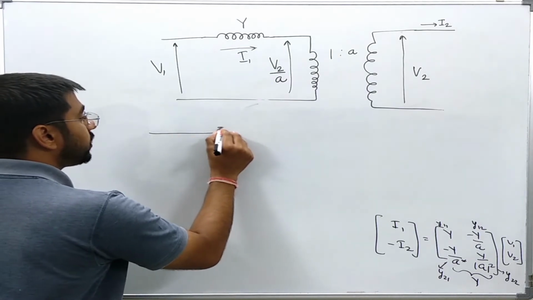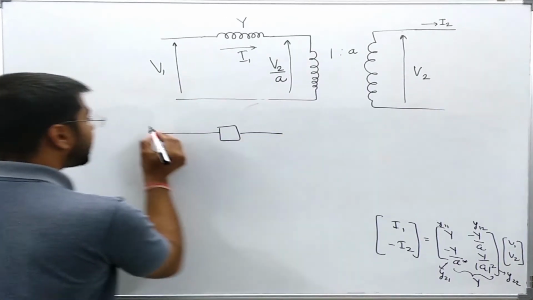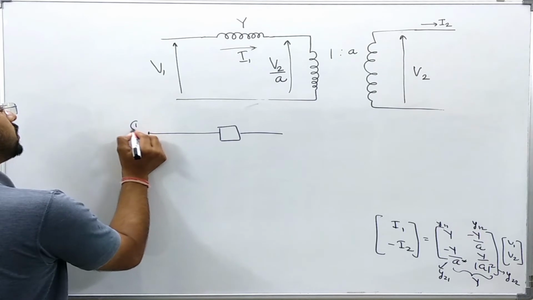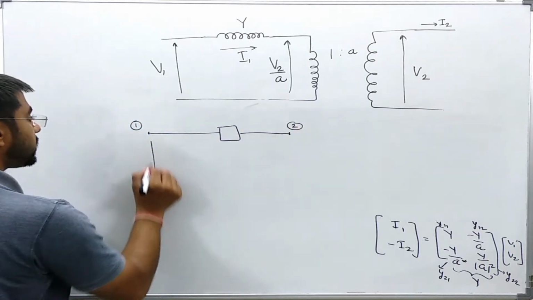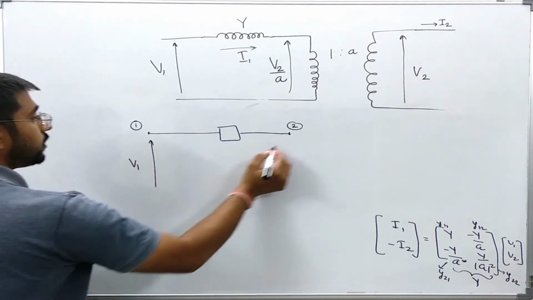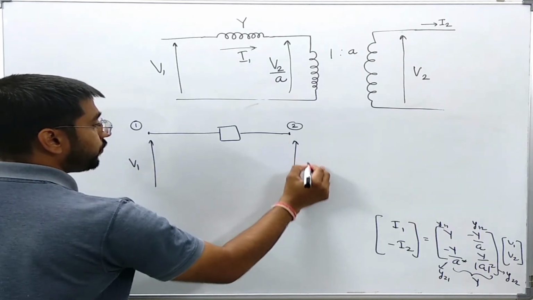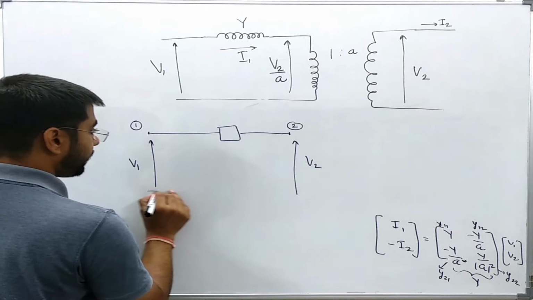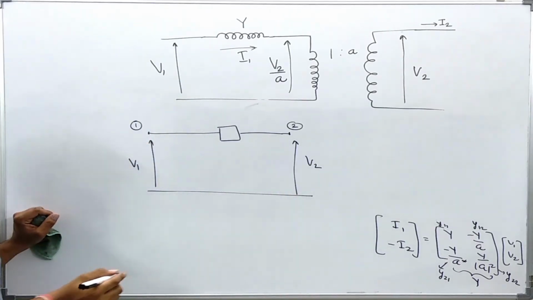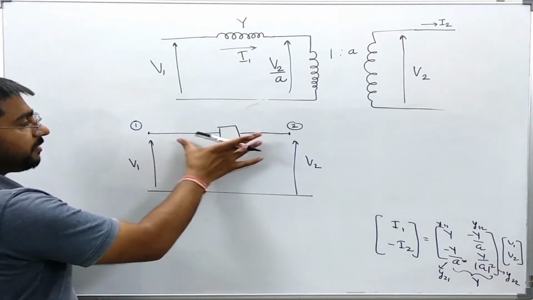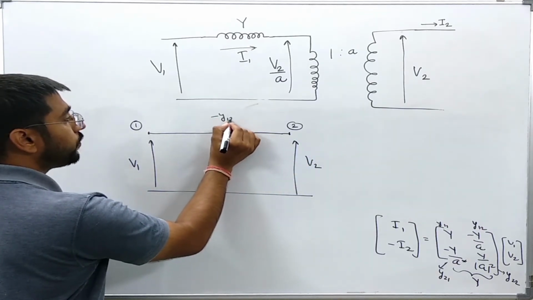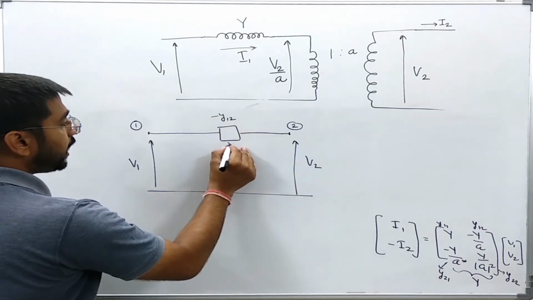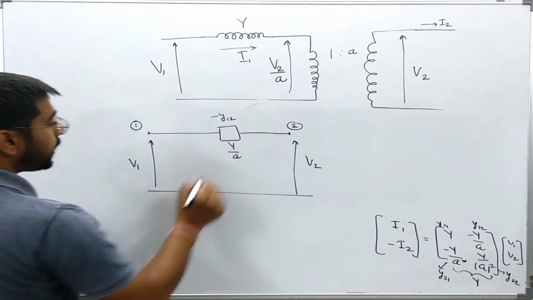Now let us say this is bus 1, this is bus 2, this is voltage V1, this is voltage V2, and this is the reference bus. Okay. Now the element connected between two buses is equal to minus of Y12. What it will be? It will be simply Y over A.